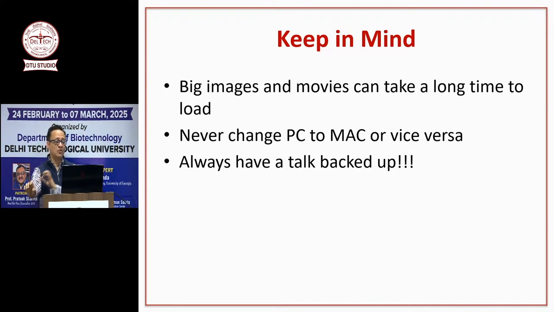Big images and movies can take a long time to load. This was a little bit more casual environment, but if you are going to a big conference or a big talk and a lot of big people are there, professionals are there, and now your video is not playing, it can be very embarrassing, right? Or big images are not loading, or you made all the slides on Mac and now at the conference place you have to use this PC and everything is jumbled up a little bit.